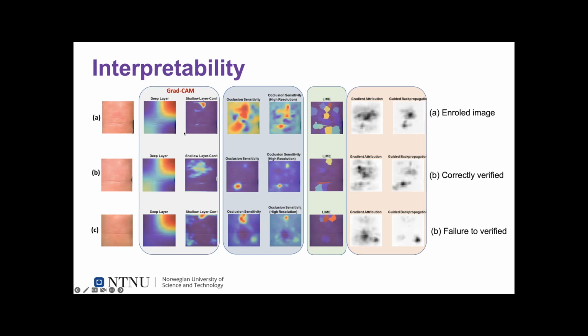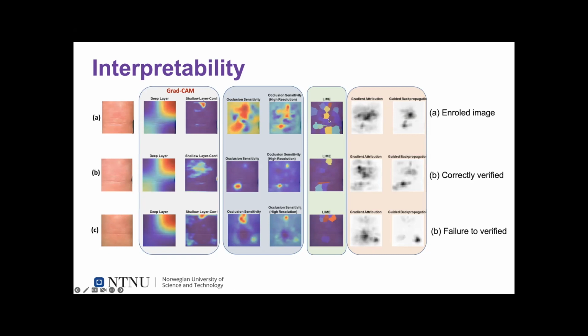As we notice from figures A and B, there is a good correspondence in the deep layer of the Grad-CAM, which shows that similar features have been selected here. However, for the failure to verify, we see that there are dissimilar features. A similar observation can also be noted with occlusion sensitivity, both at high resolution and low resolution. And even with gradient attention, there is also a similarity between the verified cases and dissimilarity for the failure to verify cases.